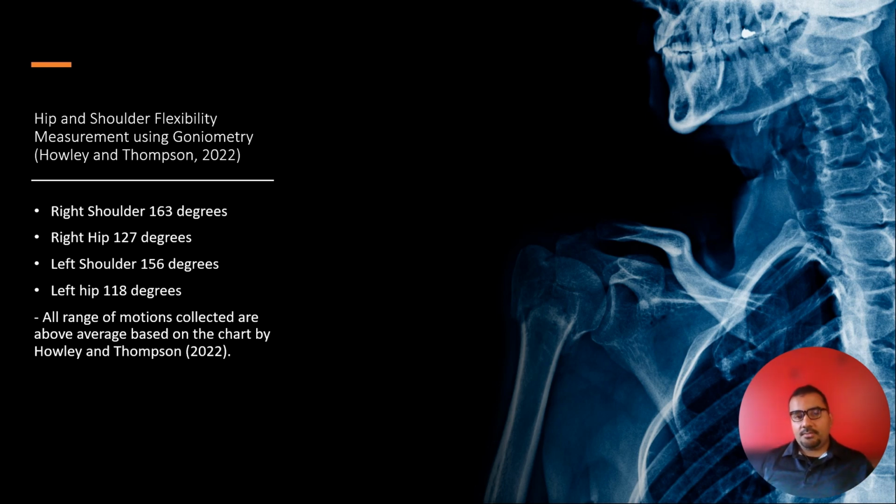According to the normal range of motion data by Howley and Thompson, all degree numbers tend to be above average. However, the left shoulder and left hip happen to be a lot less compared to the right side, only because my participant did have a history of injury that happened years and years ago, and they had surgery done years ago, which is why he wanted to work on more flexibility so that both of his sides are more evened out.